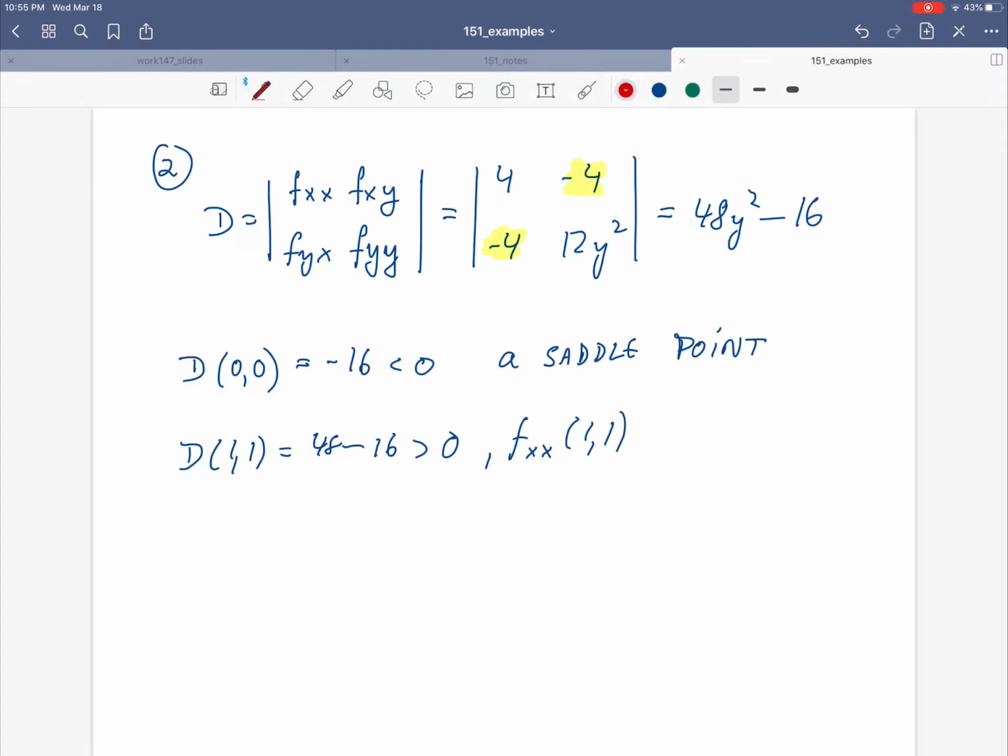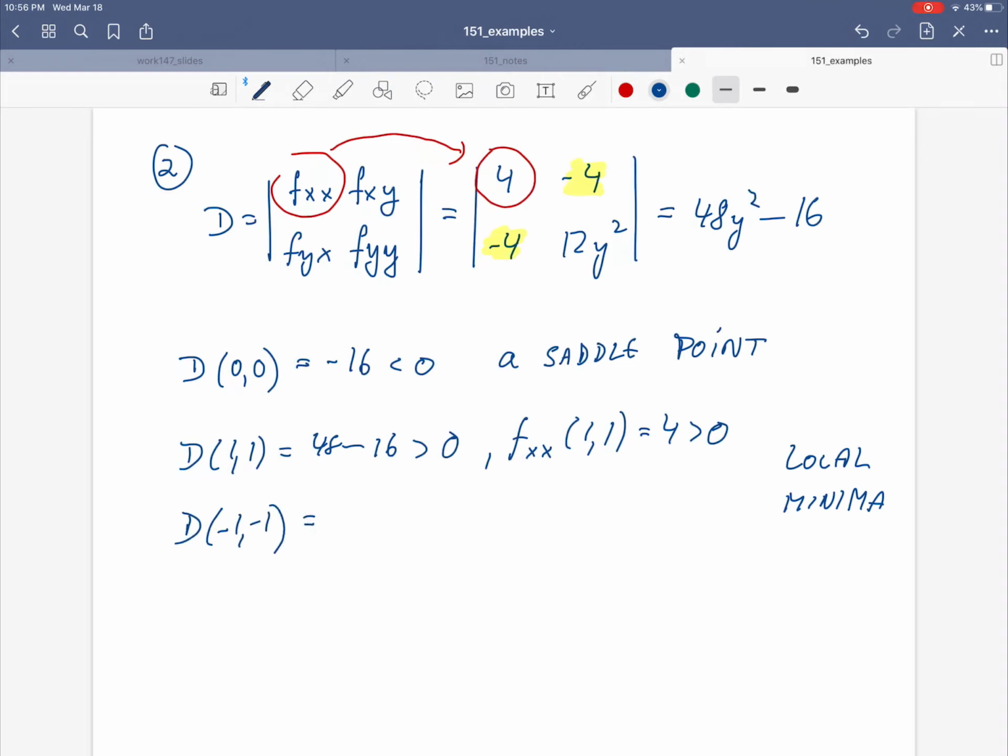That's the value here, 4, it doesn't depend in this case on x and y, so that's 4, that's positive, so we have a local minimum. And finally the third critical point, (minus 1, minus 1), the discriminant is 48 minus 16, that's positive, fxx at (minus 1, minus 1) equals 4, that's positive, so we have again a local minimum.